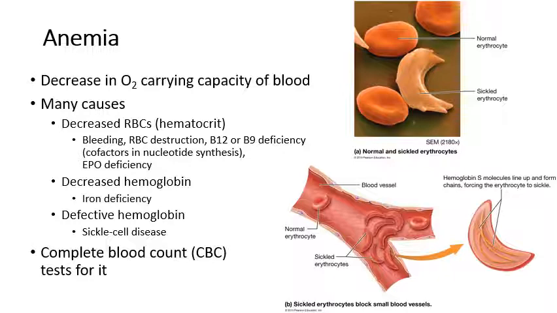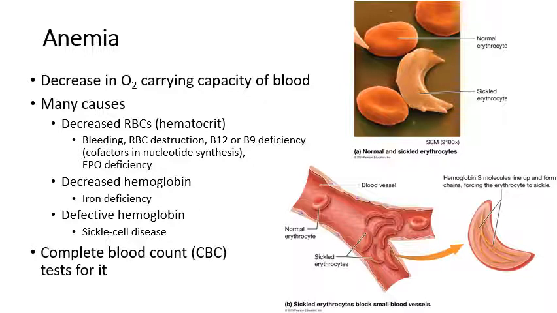If you have a deficiency in certain vitamins like B12 or B9, those vitamins are needed to make nucleotides, and in order to make red blood cells, you need to be able to make nucleotides. So different vitamins are necessary for manufacturing basic cellular components. If you don't have enough of that vitamin, you're not going to be able to make enough red blood cells, and you're going to end up with anemia.